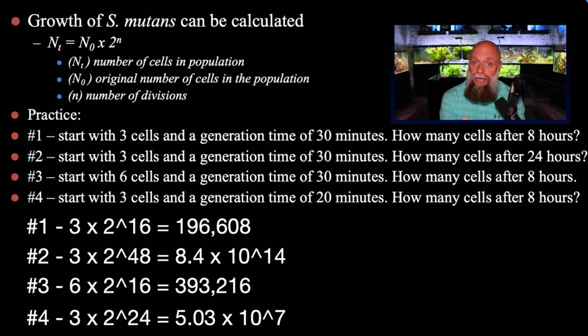However, we've changed the amount of time that they're allowed to grow. In fact, we've tripled it. We've gone from 8 hours to 24 hours. But the thing you need to see is, again, we did not just triple the amount of cells relative to question number 1. No, it's not even close. Here we have 8.4 times 10 to the 14. And so it's 8.4, and you've got 13 more zeros after it. That is a whole lot of cells.